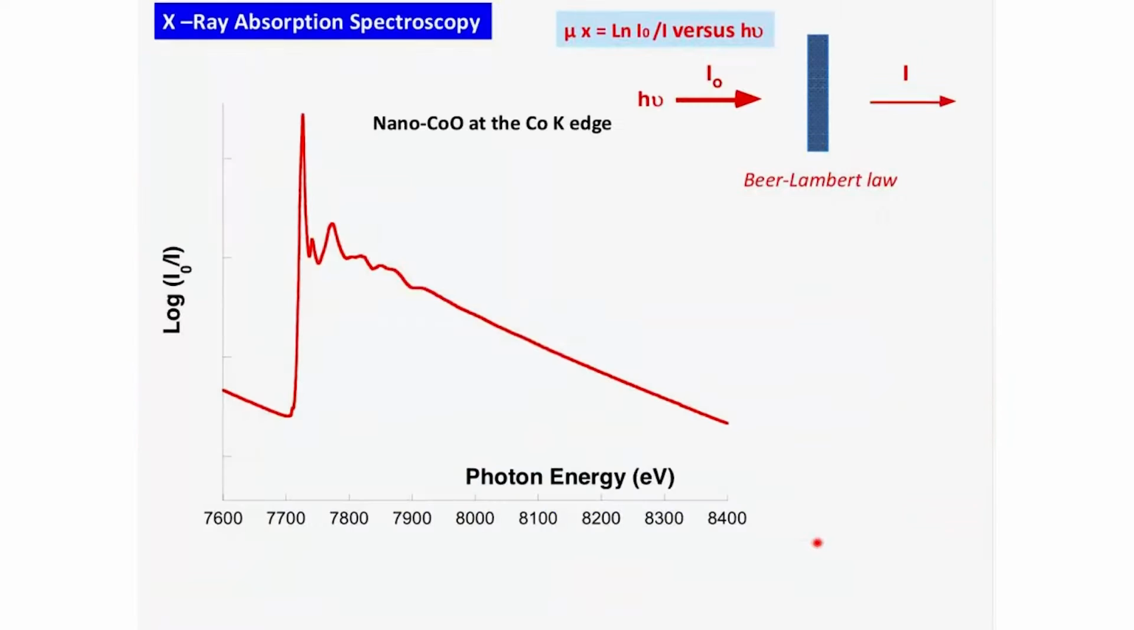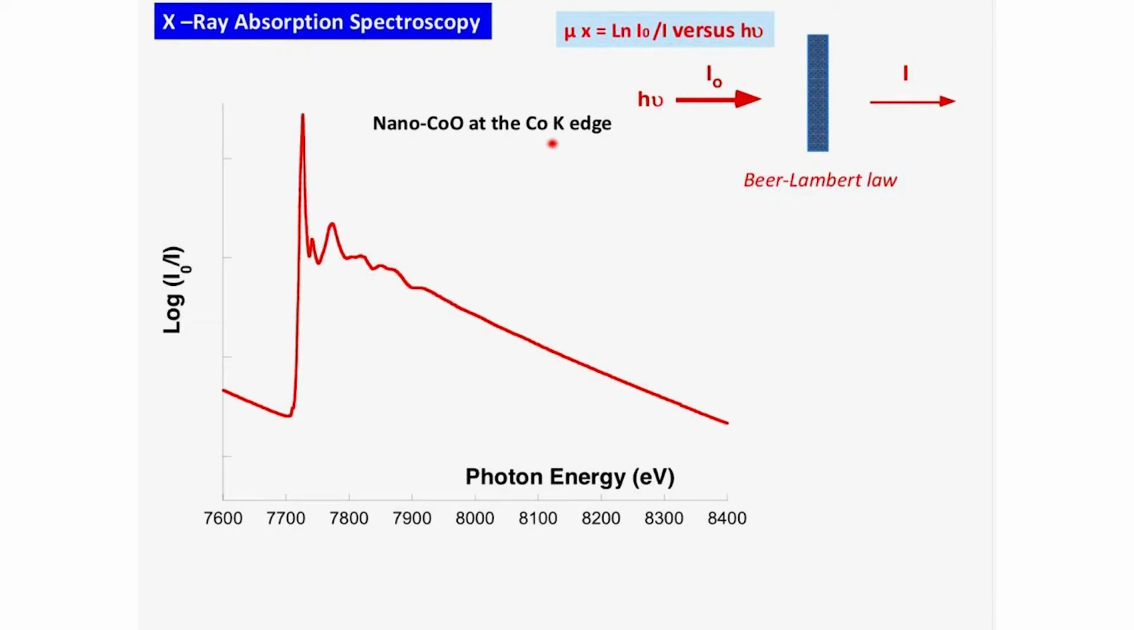Let me start with the X-ray absorption spectroscopy. The X-ray absorption spectroscopy refers to the measurement of this absorption coefficient here, mu, as a function of the energy of photons here. And this absorption coefficient is related to the intensity of the incident beam, I naught, and to the intensity of the transmitted beam, I, through the well-known Beer-Lambert relation.